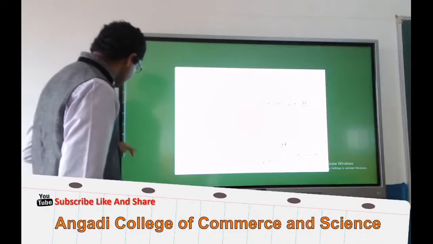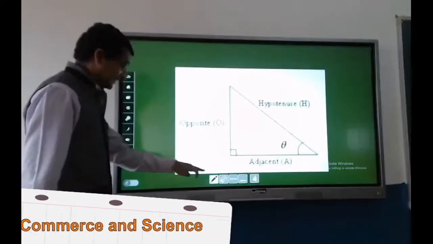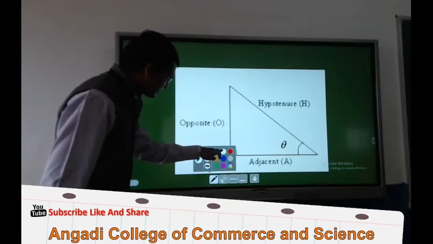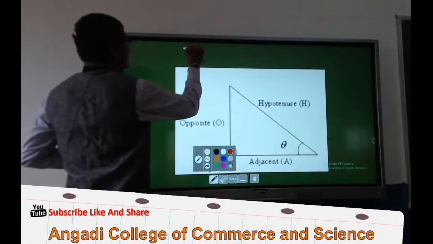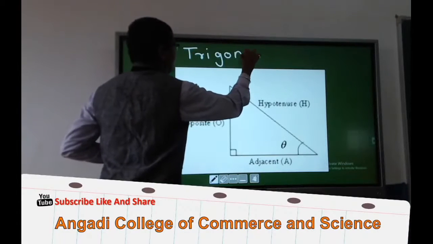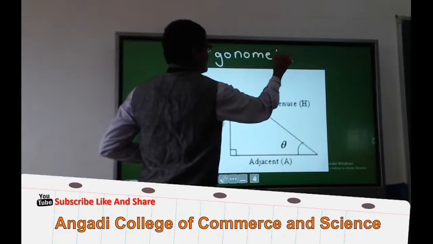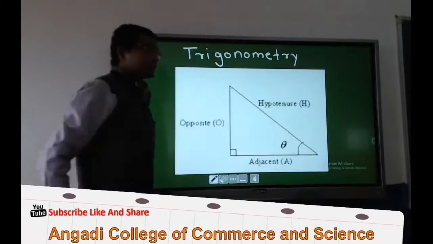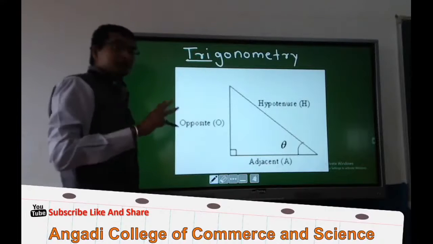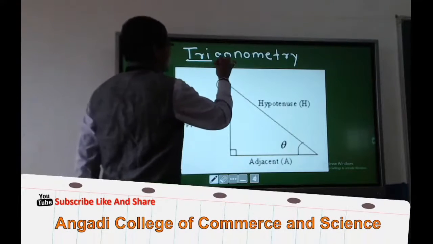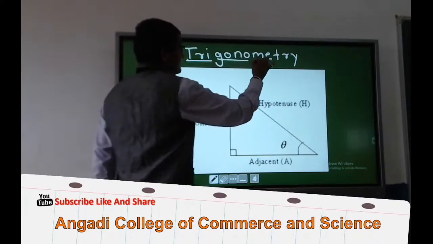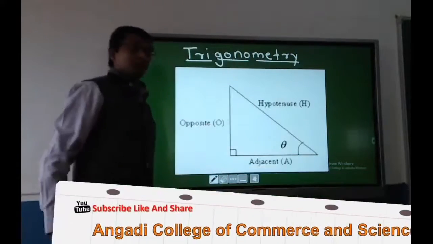Trigonometry. What exactly is the meaning of trigonometry? Yes, so let us begin that. So this is trigonometry. Trigonometry: tri means 3, gono means a size, and metry means a measurement.